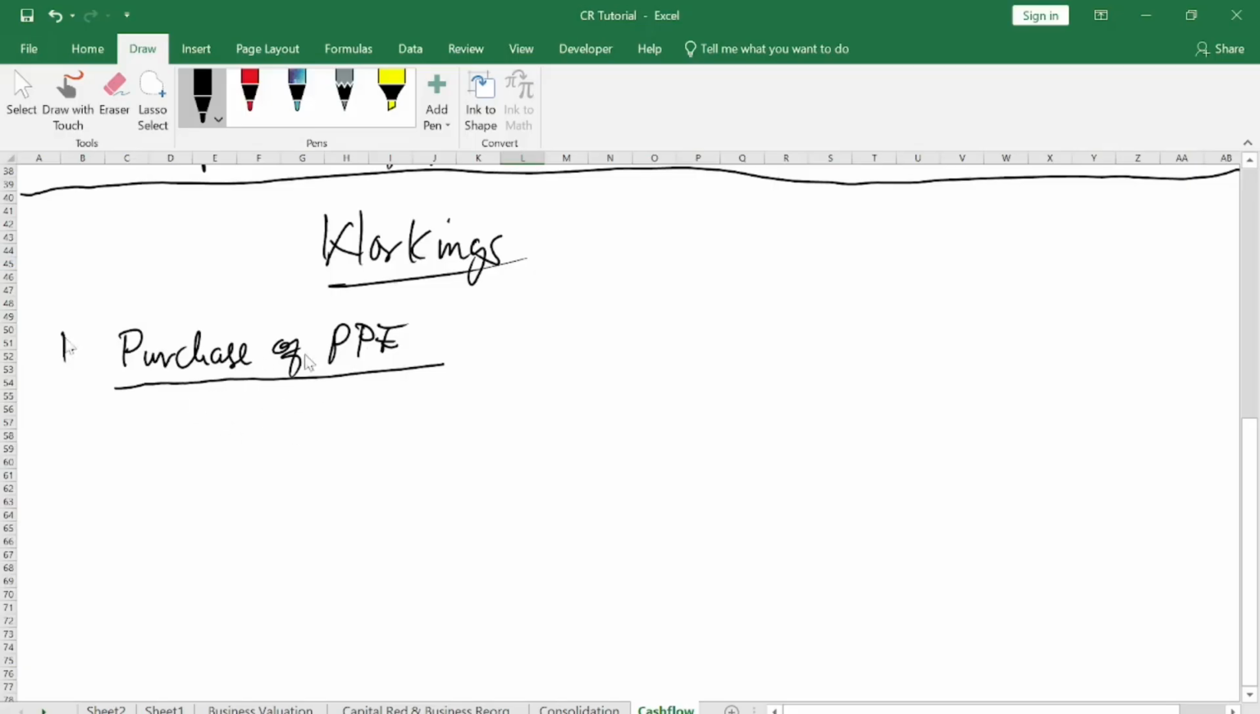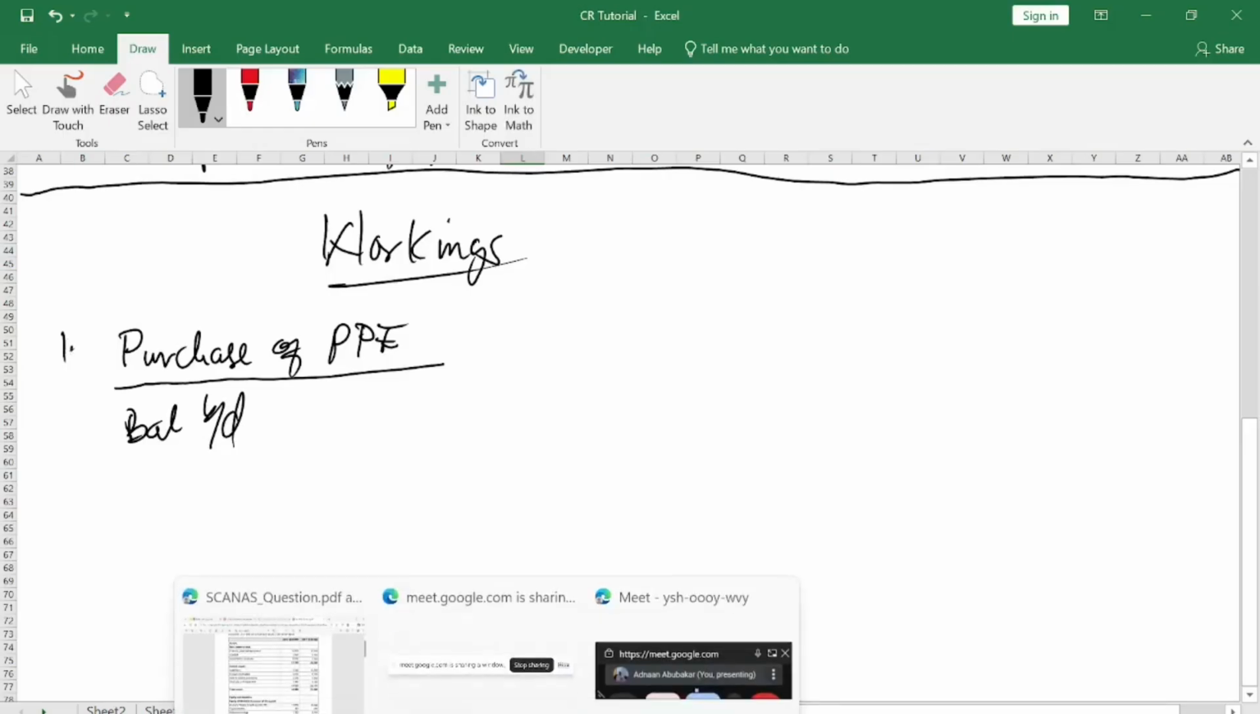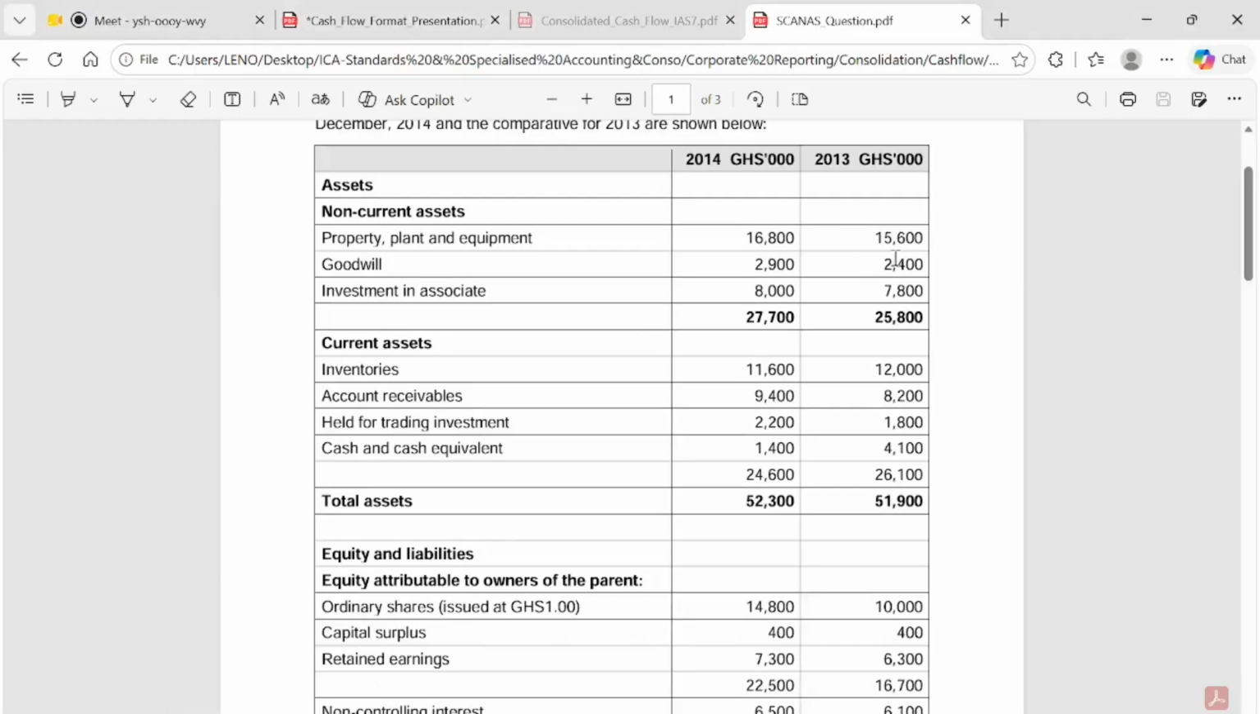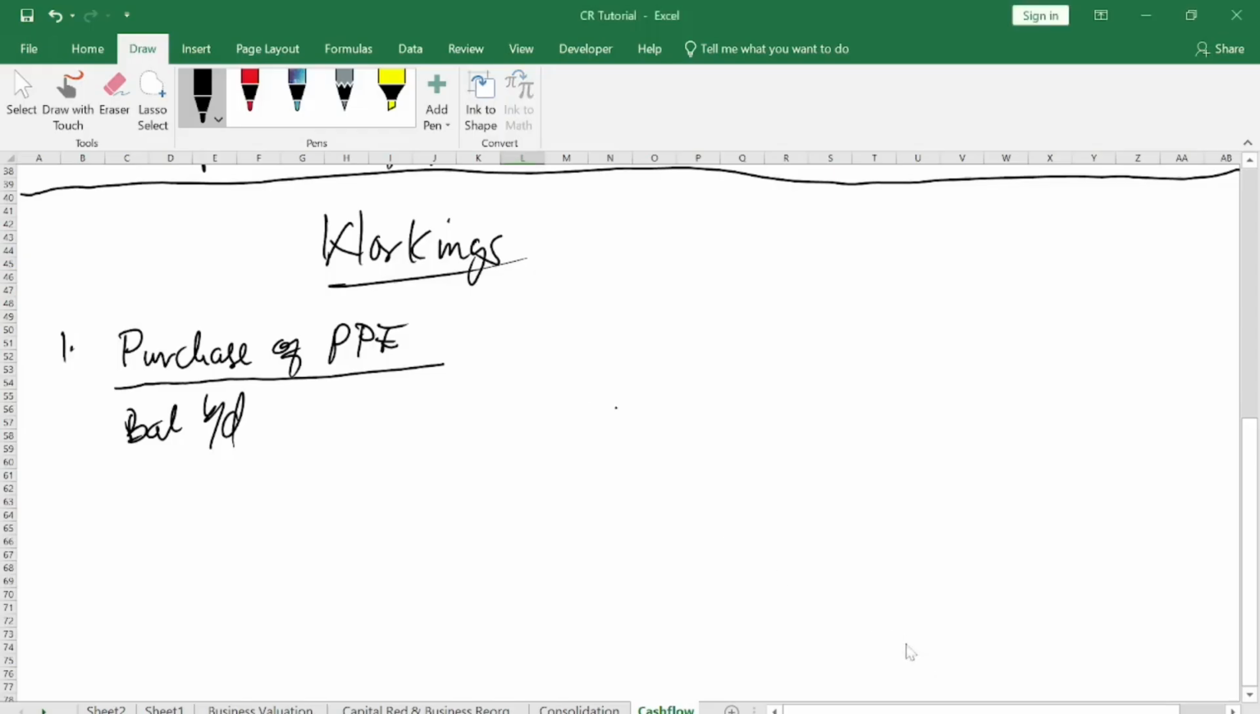So when you come with purchase of PPE, you want to find out whether at the end of the accounting year, the company bought an asset or they disposed of an asset. So here you will start with what? Balance brought down of PPE. So you go into the statement of financial position. In the earlier accounting year, what is the balance of PPE? 15,600. So we'll bring it in.